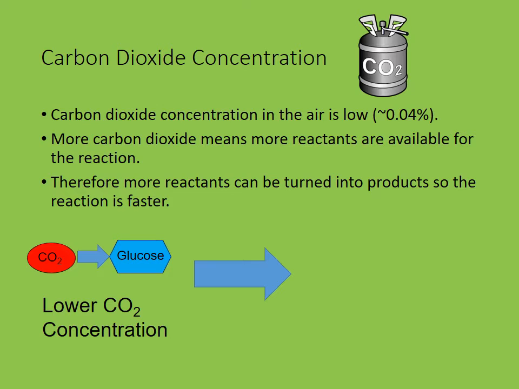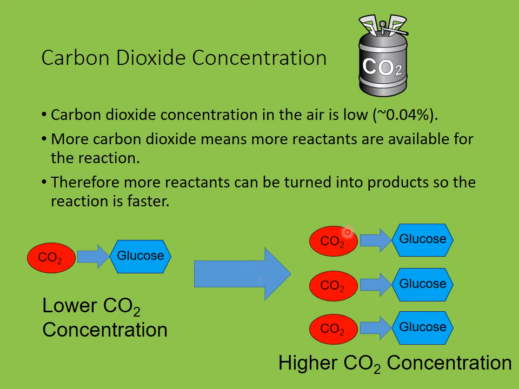And so we can visualize that in this way, because down here we've got a single carbon dioxide molecule in red, and that's producing one glucose molecule. Whereas if we look over onto the right hand side, we've got 3 carbon dioxide molecules, so that's going to be able to produce 3 glucose molecules at the same time.